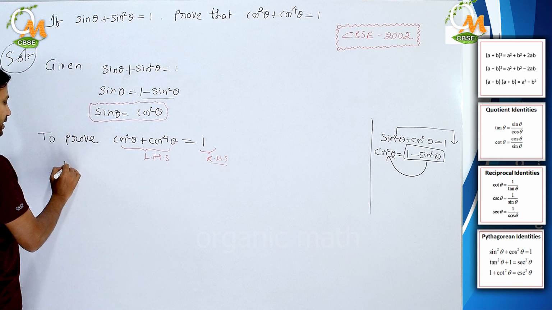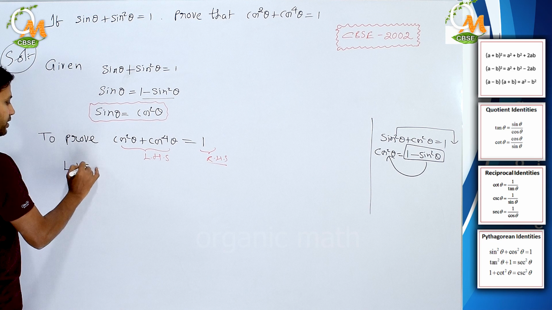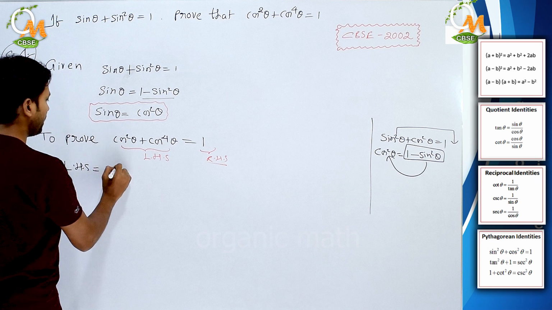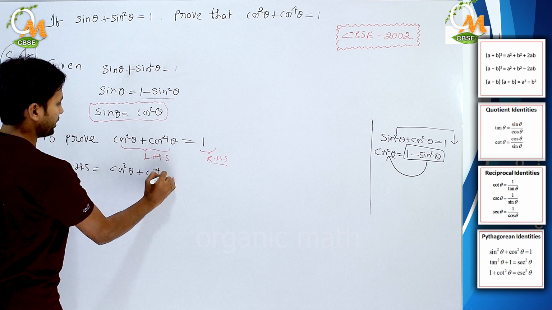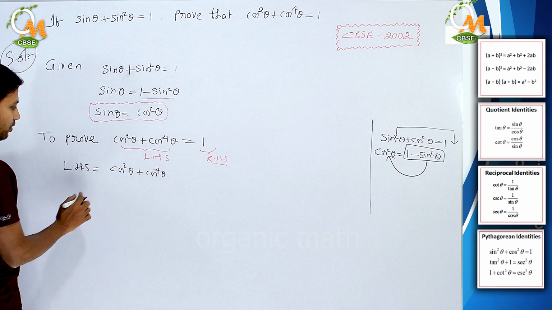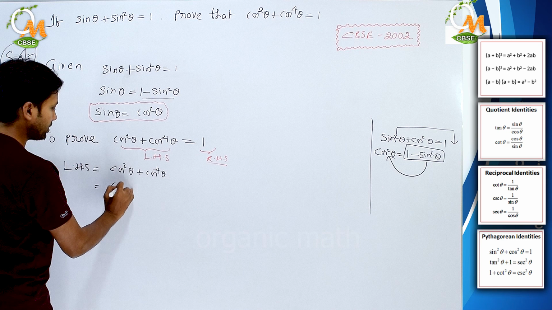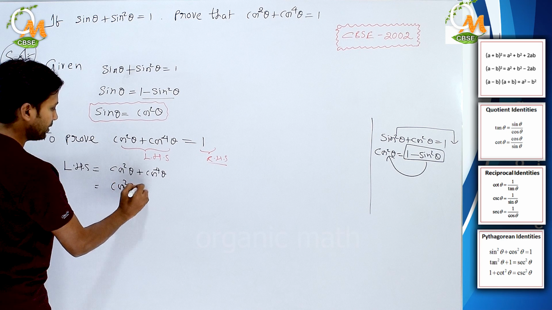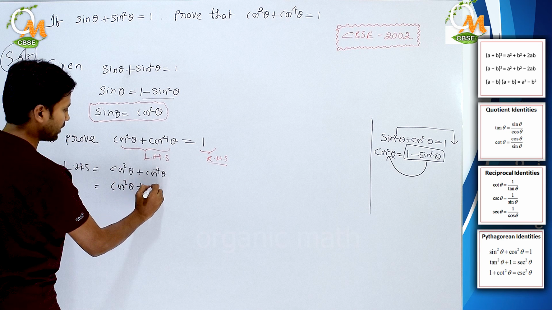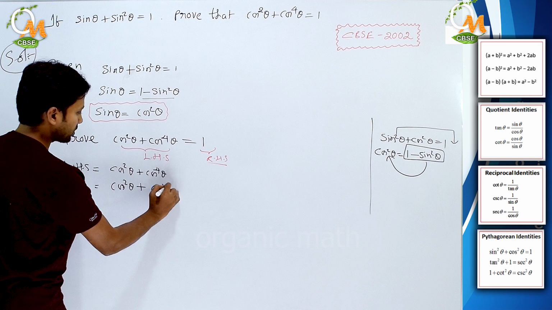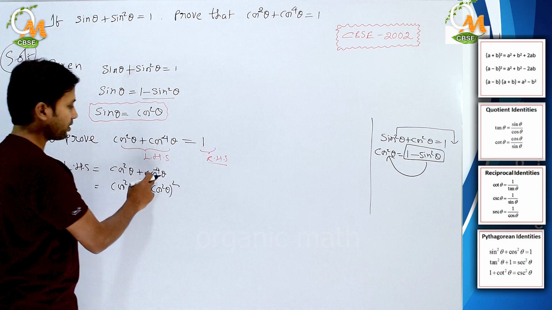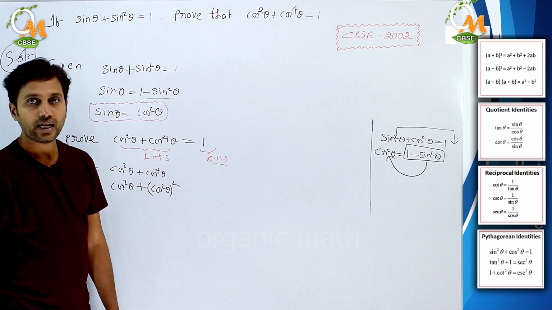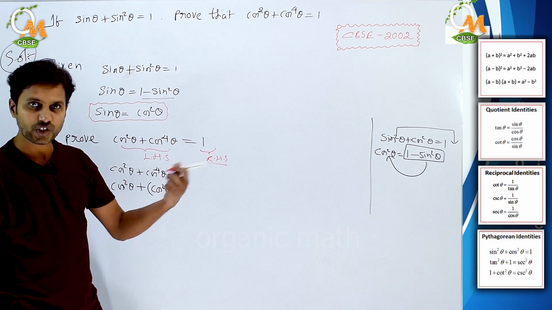Taking LHS as usual. What is LHS in this? Cos square theta plus cos to the power of 4 theta. Okay, now for my convenience I am going to rewrite this cos power 4 theta as cos square theta whole square. Can we write it like this or not? Cos power 4 theta can be written as cos square theta whole square.